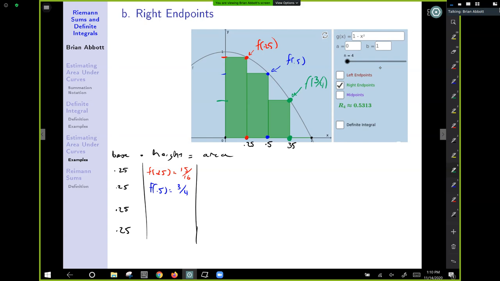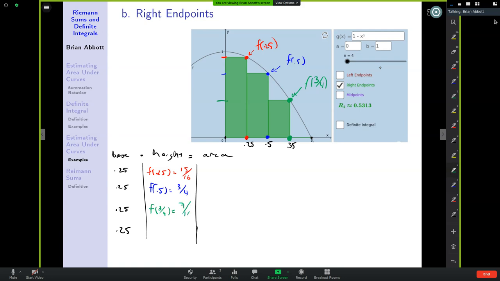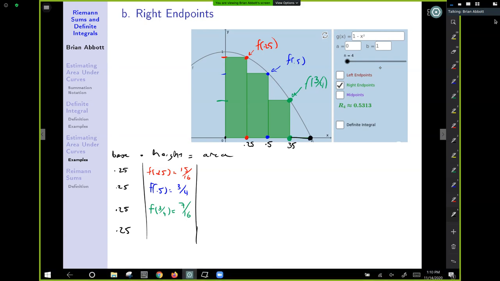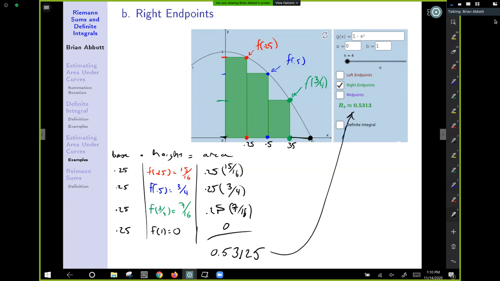I said the last rectangle, but that's not true, is it? Why is that not true? Well, it's not true because there is one more rectangle. However, this rectangle is defined by its right endpoint, and its right endpoint has a height of 0 for the function at that value. So f of 1 is 0. So that rightmost rectangle, the fourth rectangle, contributes nothing to the area of this. So for each of these, 0.25 times 15 over 16, 0.25 times 3/4, 0.25 times 7/16, 0. Add all those together, get 0.53125. And once again, I did 5 decimal places, whereas they did 3.